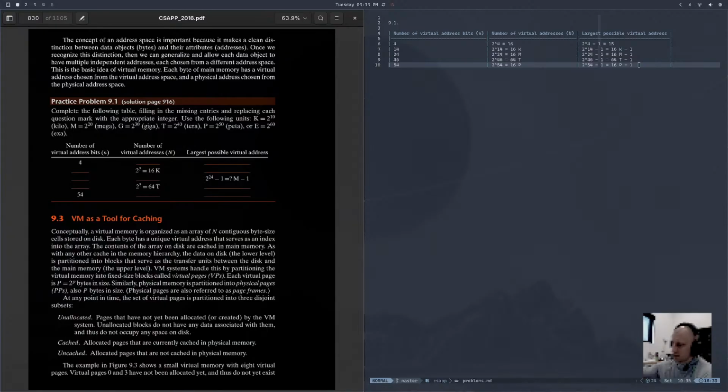Yeah, see, there's 3 here. VM as a tool for caching, VM as a tool for memory management, VM as a tool for protection. So these sections are context specific. It's a tool for caching when you have a disk and you have swap space. Conceptually, a virtual memory is organized as an array of, it's not a general statement, n contiguous byte-sized cells stored on disk. Each byte has a unique virtual address that serves as an index into the array.